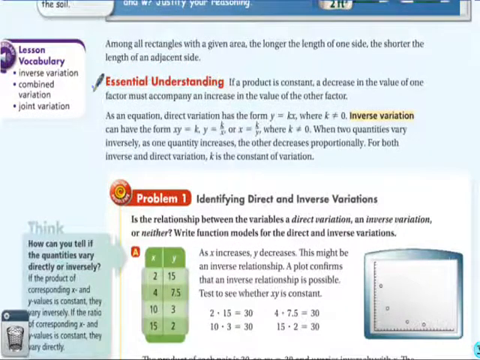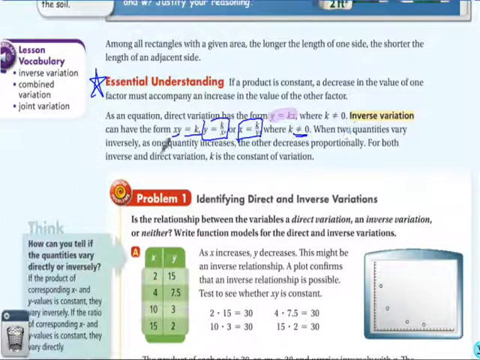So, big deal stuff, the essential understanding right here: if a product is constant, a decrease in the value of one factor must accompany an increase in the value of the other, okay? So here's what that looks like. For direct variation, we used this form: y equals kx. That was direct variation. Inverse variation has the form xy equals k, or if we solve for y, say we wanted to graph it, we'd have y equals k over x, or if we solve for x, we'd have x equals k over y, as long as k doesn't equal 0.